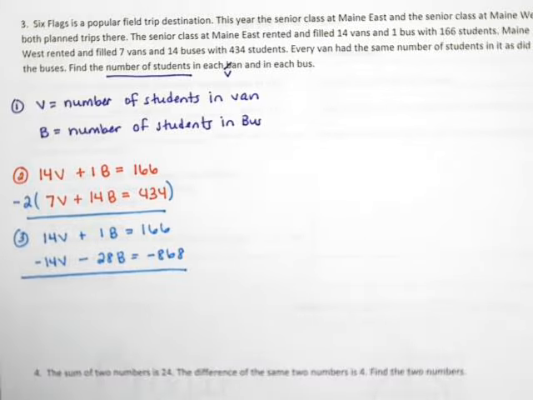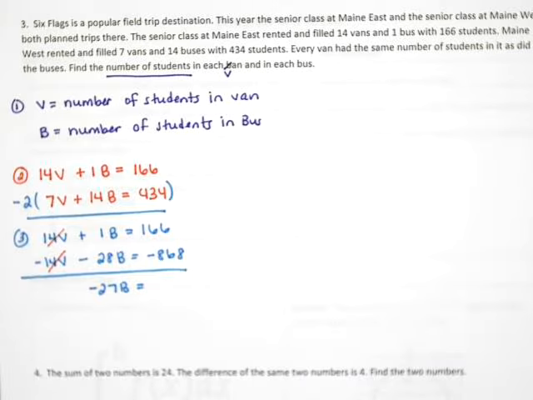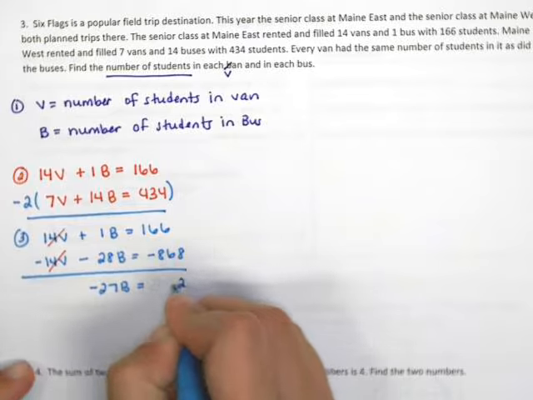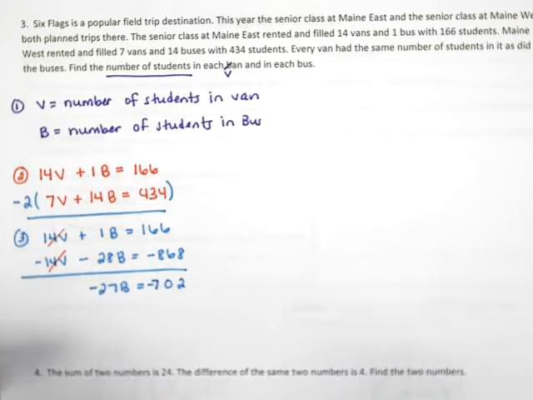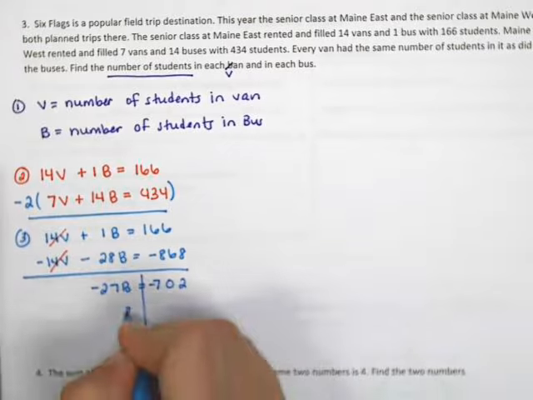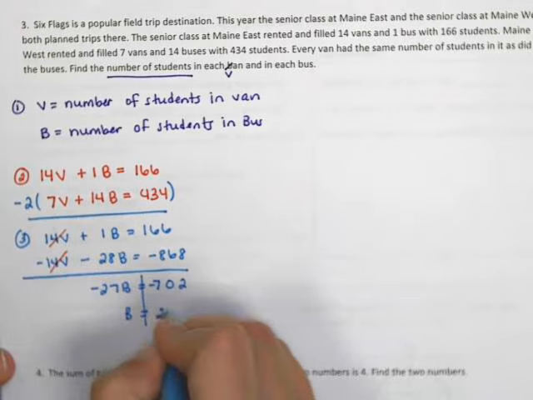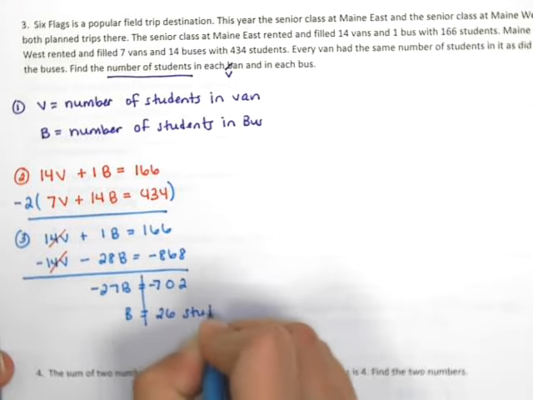The V's are going to cancel, so I get negative 27B equals negative 702, I believe. And then when I divide by negative 27, I'm going to go ahead and use my calculator for that, I don't want to make a mistake. I get 26 students fit on a bus.